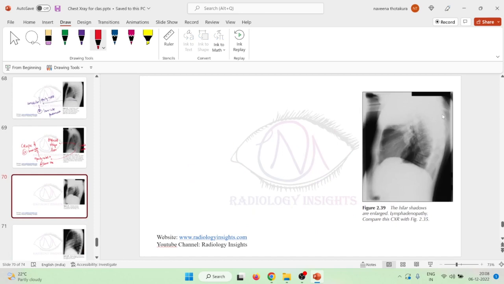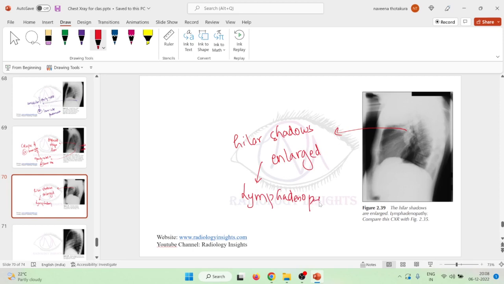Next, this is again one more picture. Here if you see, we have hilar lymphadenopathy. These are hilar shadows which are present. These hilar shadows are enlarged. Because of the enlarged hilar shadows, you will see that there is lymphadenopathy in these patients.